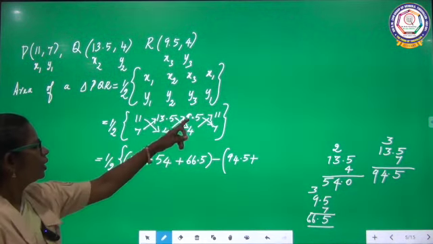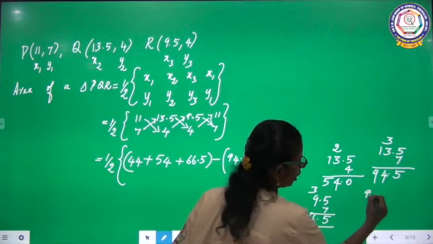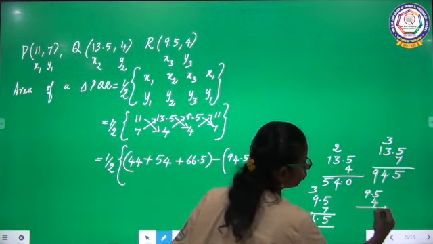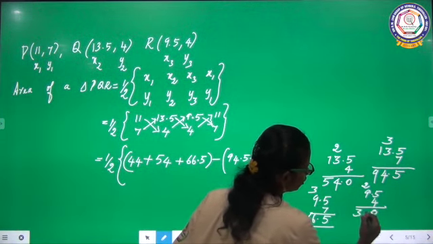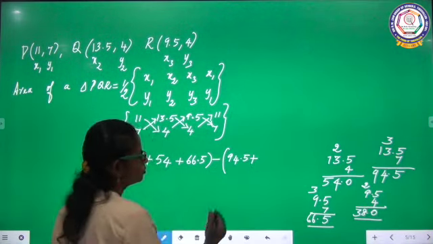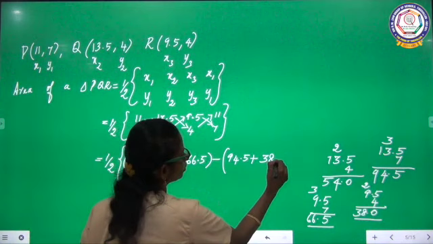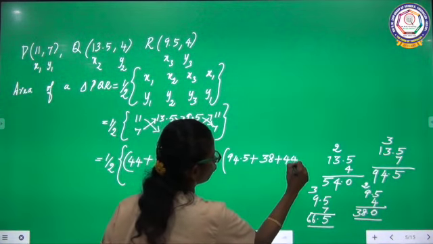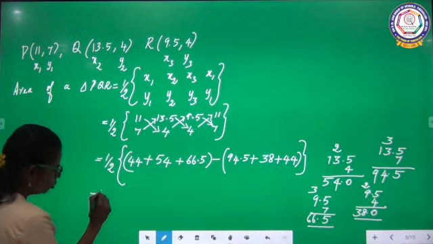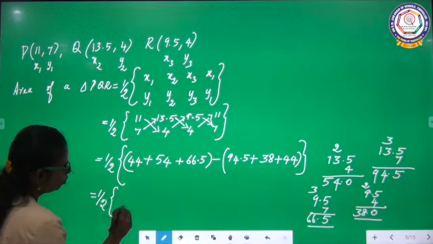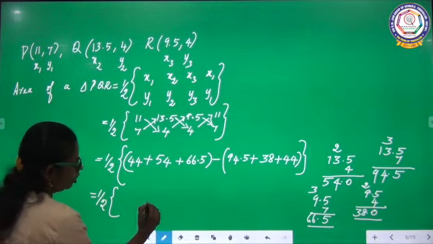Plus 9.5 into 4. 9.5 into 4, 20, remaining 2, 36, 38. 38 plus 44. Now 1 by 2 into 44 plus 54 plus 66.5.